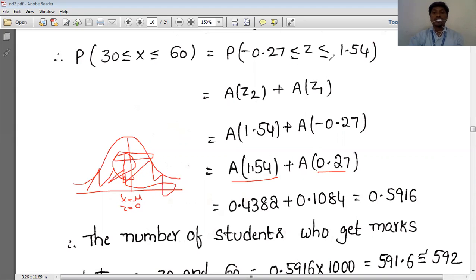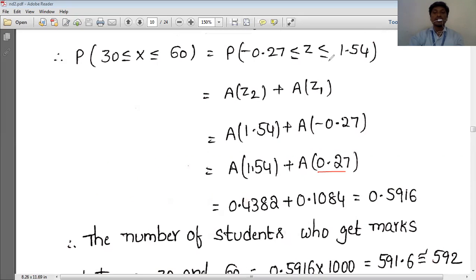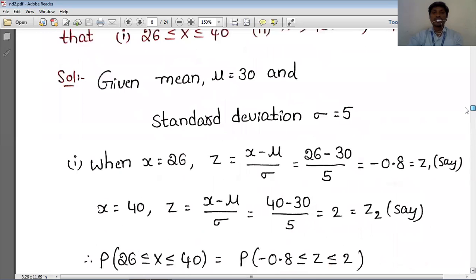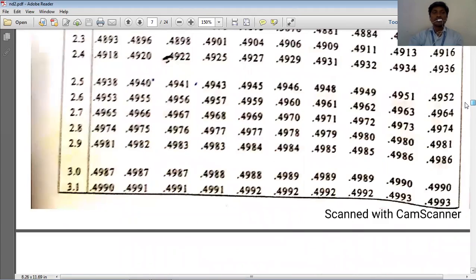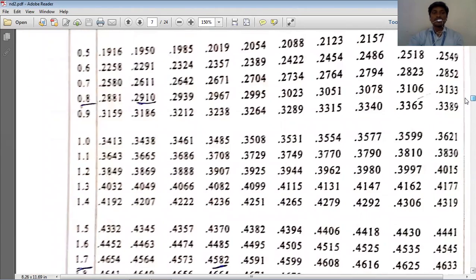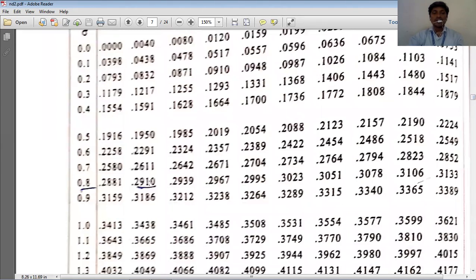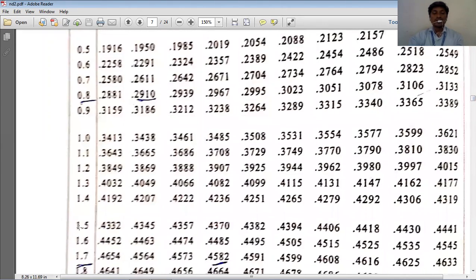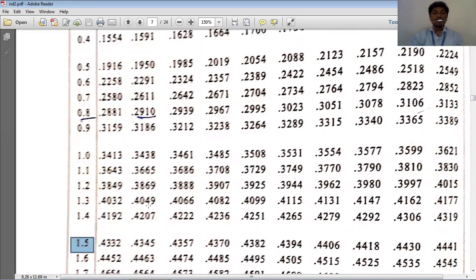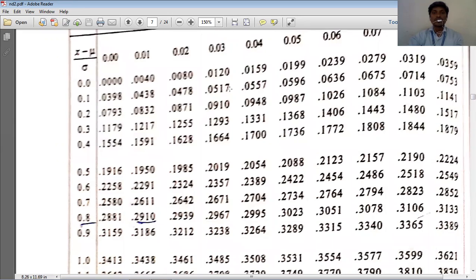So 1.54 and 0.27. Let us see how to read those values. For 1.54, we already saw that. First we look at 1.5. Is it right? 1.5 is this one. And next 4, so 1.54. Here the 4 is this one that we have to choose.